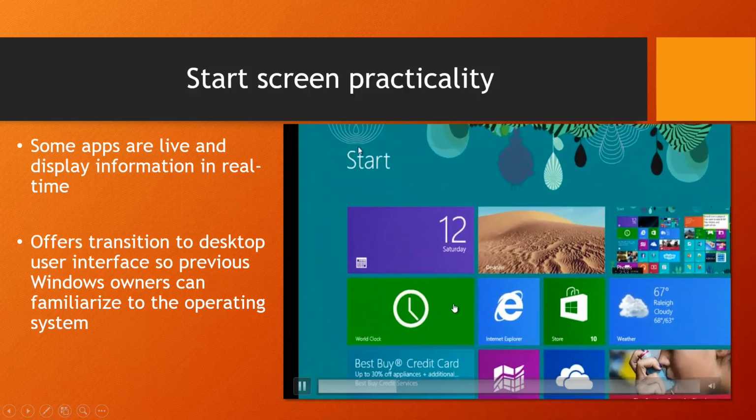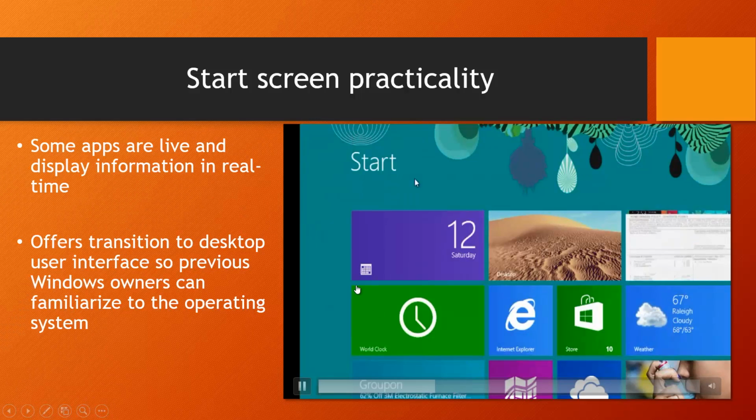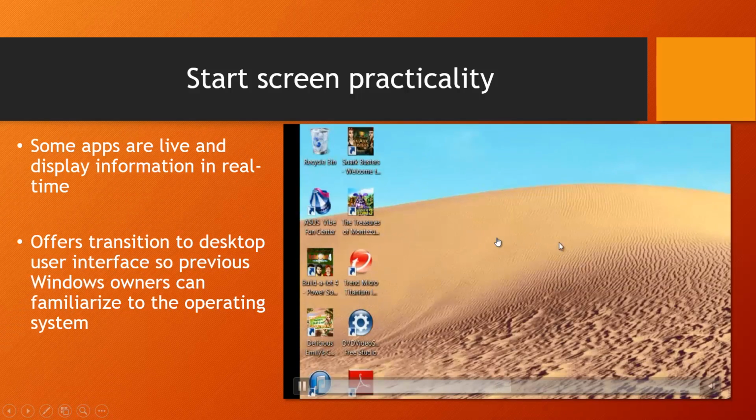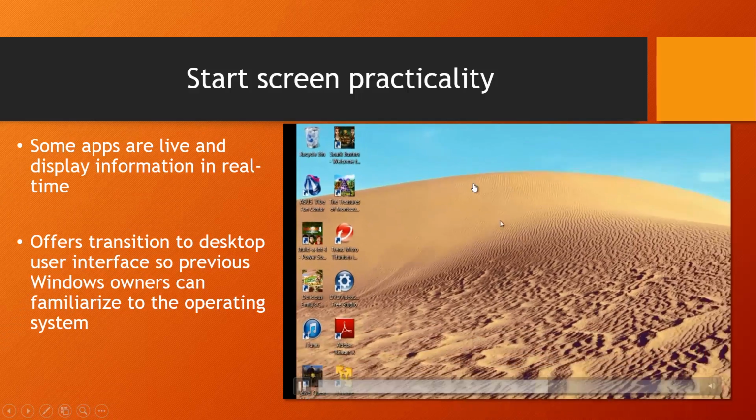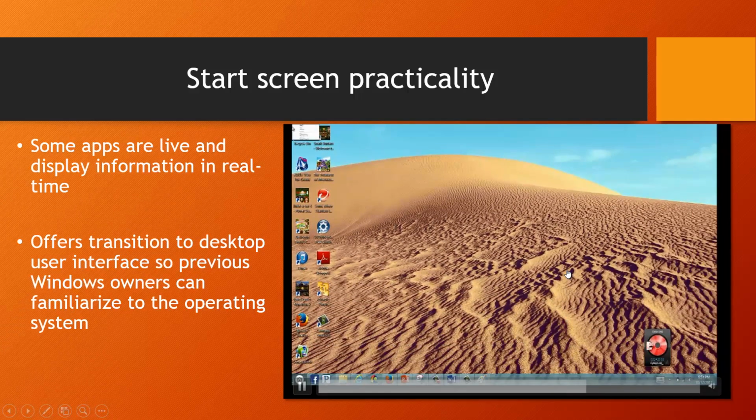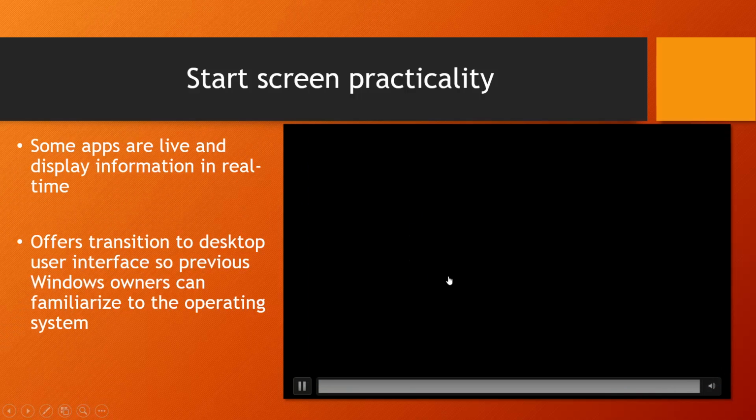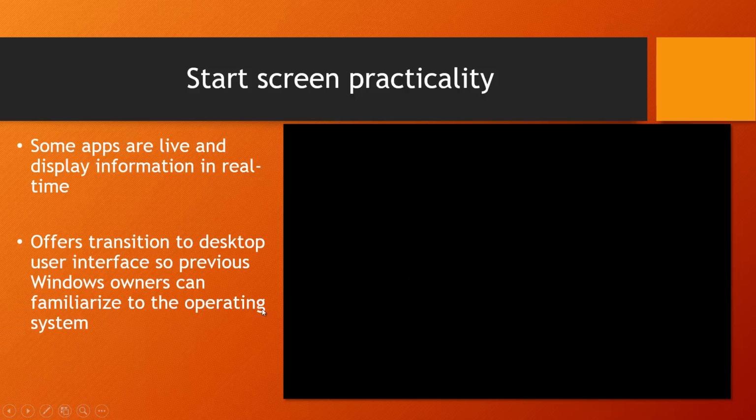Those are the live tiles I talked about. And this desktop is displayed as an app, pretty much. Once you click it, you get to this screen right here. And it looks a lot familiar, as you can see, like Windows 7 or XP and previous operating systems for Windows. And pretty much that's how practicality is reached in the start screen.